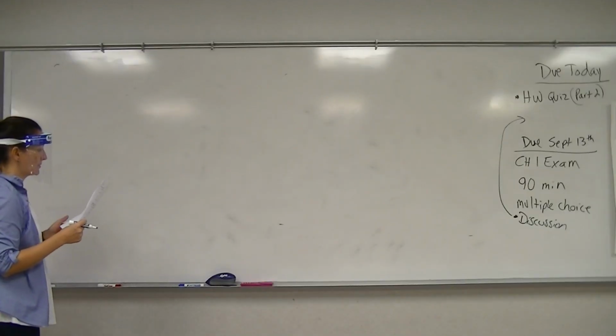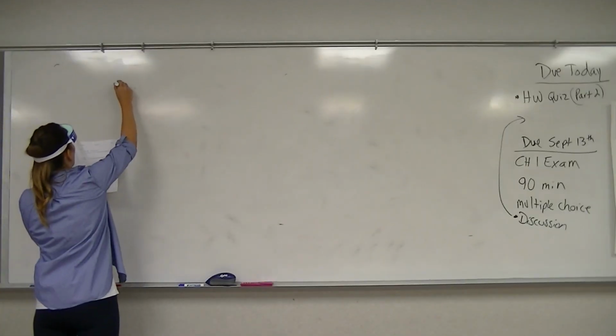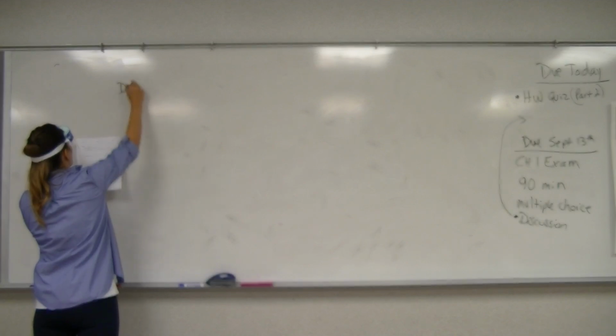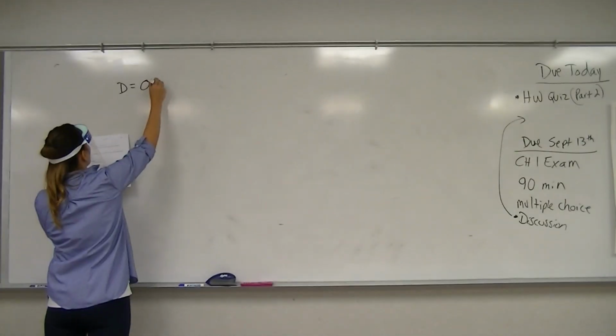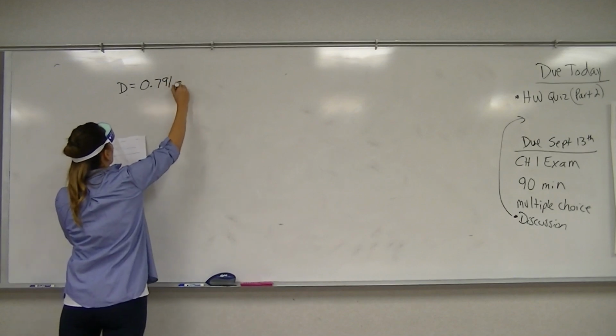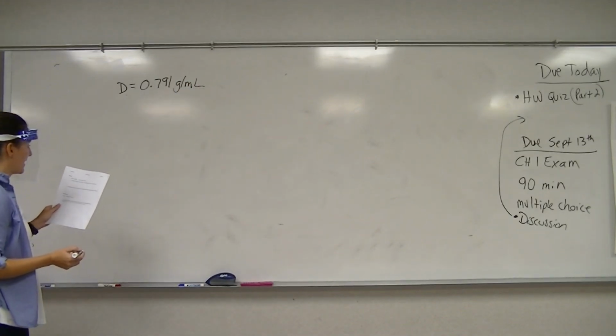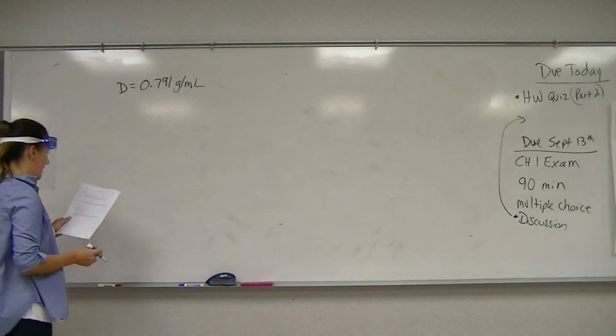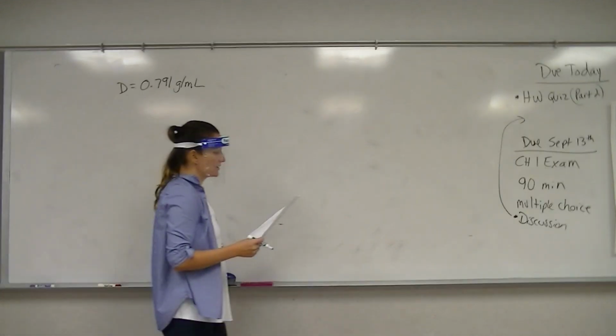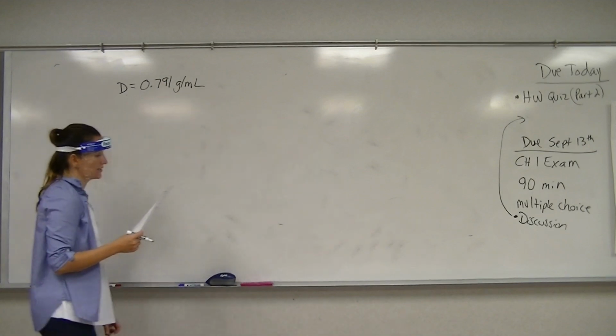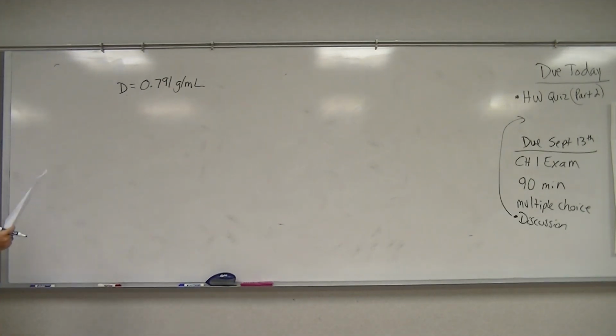All right, so I'm going to do the first one. Density of acetone is 0.791 grams per mL. I'm not going to write the whole question down since you should have it in front of you. I'm just going to write the values we need. Then it says calculate the mass of 5.4 liters of acetone. So, 5.4 liters, is that the mass or is that a volume?